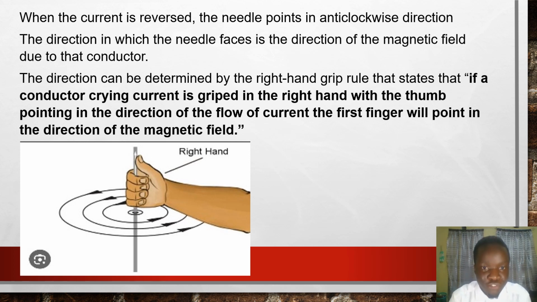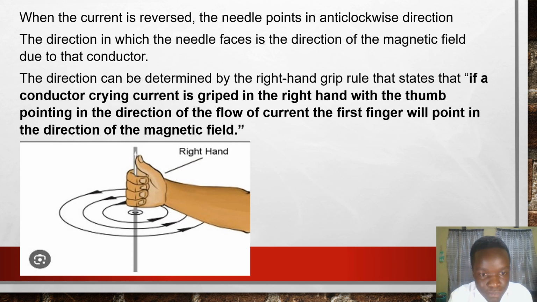When the current is reversed, the needle points in an anti-clockwise direction. When current is moving downwards, the needle is in a different direction compared to current moving upwards. The direction in which the needle faces is the direction of the magnetic field due to that conductor. The direction can be determined by the right-hand grip rule, which says that if a conductor carrying current is gripped in the right hand with the thumb pointing in the direction of flow of current, the fingers will point in the direction of the magnetic field.